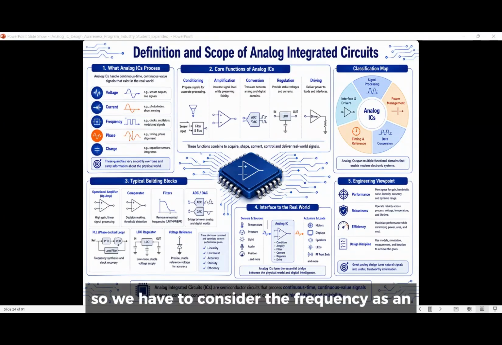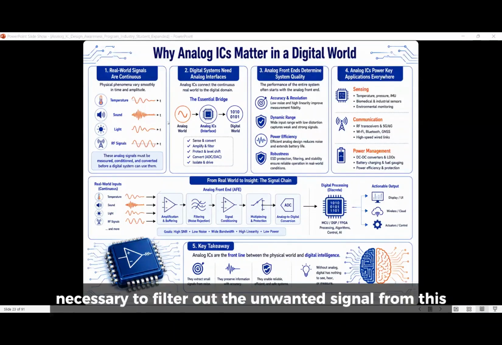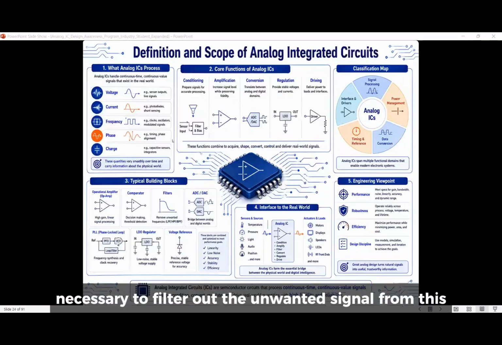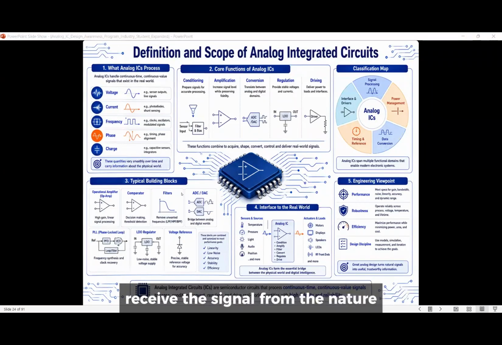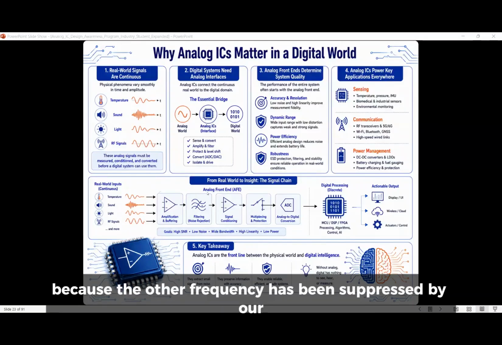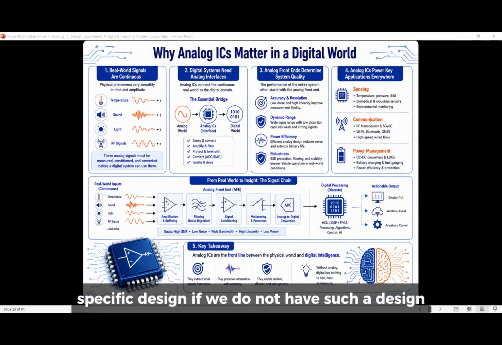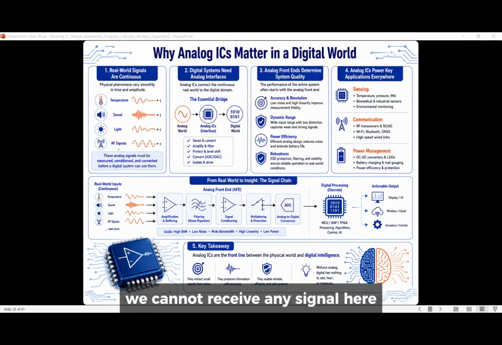So we have to consider frequency as an important design metric in our amplifier and do the necessary filtering to filter out the unwanted signal from this digital circuit. By doing this, we can safely receive the signal from nature because the other frequencies have been suppressed by our specific design. If we do not have such a design, we cannot receive any signal here because your design is already saturated.